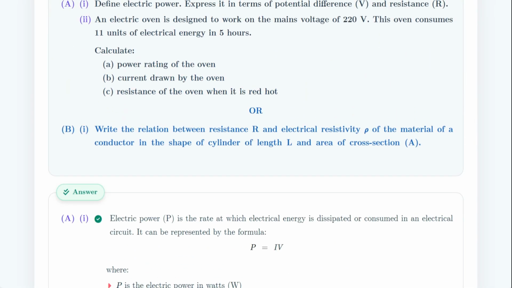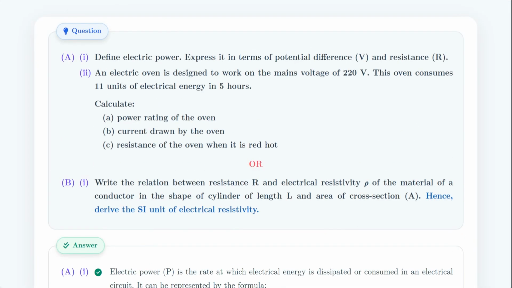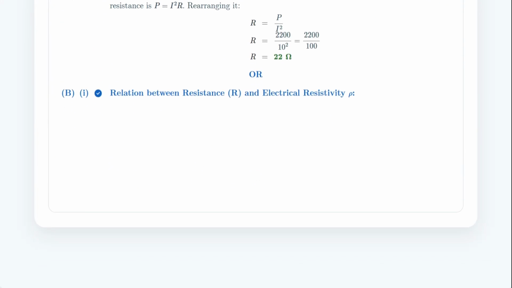Now, let's look at the alternative or section of the exam paper. Part B, question 1 asks for the mathematical relationship between resistance and electrical resistivity. And then, it asks us to derive the SI unit of electrical resistivity. Let's start with the relation. Think of an electrical wire like a water pipe. The longer the pipe, the harder it is for water to flow. The wider it is, the easier. Similarly, resistance is directly proportional to length and inversely proportional to cross-sectional area.